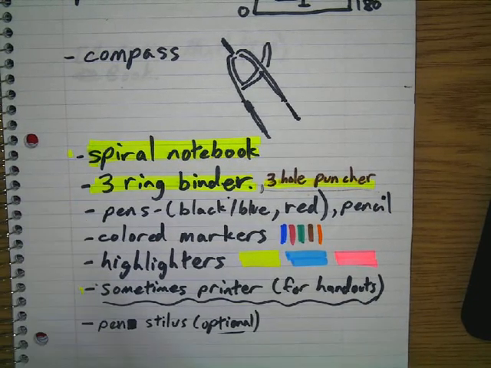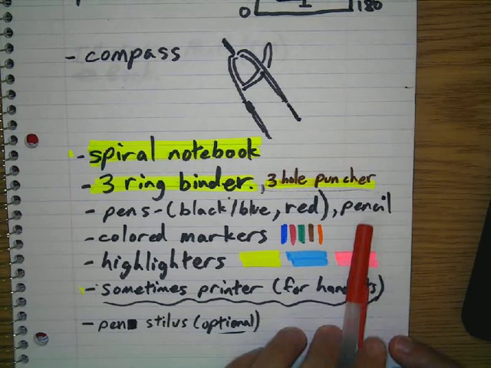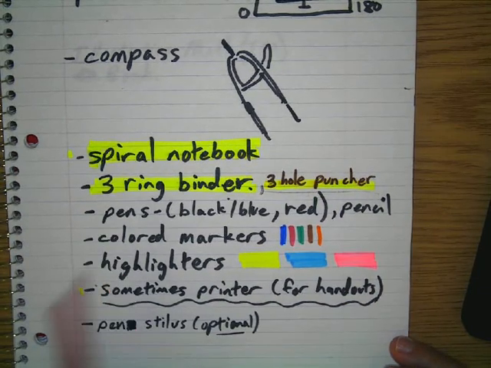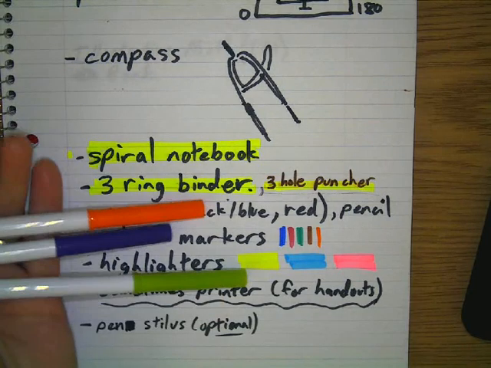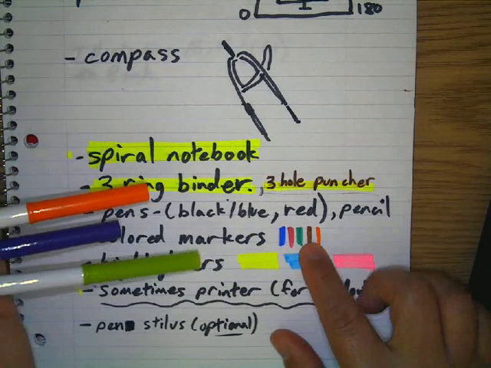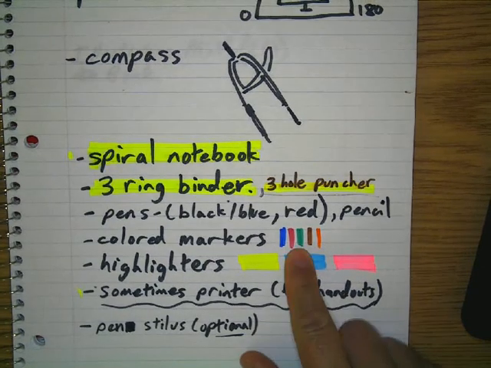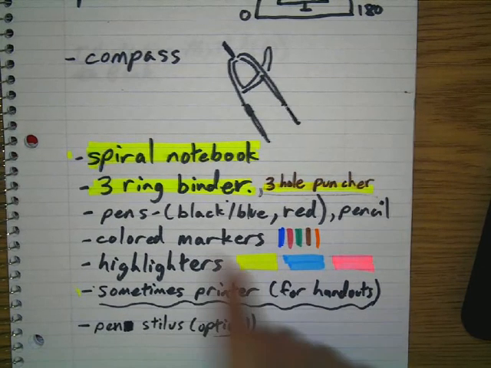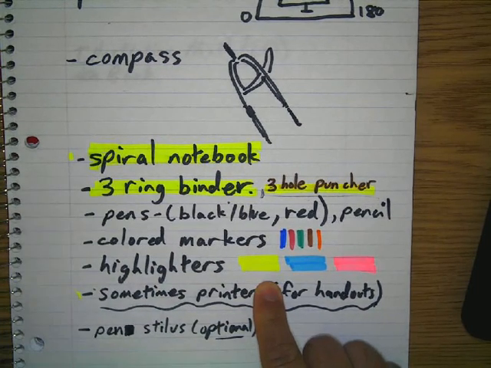Usually when I write notes, I use either a black pen, a blue pen, or a red pen. You're free to use pencil. You're free to use whatever you want to write your notes. Colored markers are really, really helpful. You're going to see me writing all of my notes with different colored markers, and if you want your notes to look as colorful as mine, you're going to want some markers. I also use highlighters to highlight things that I'm talking about. It makes teaching and learning much easier if you highlight things.